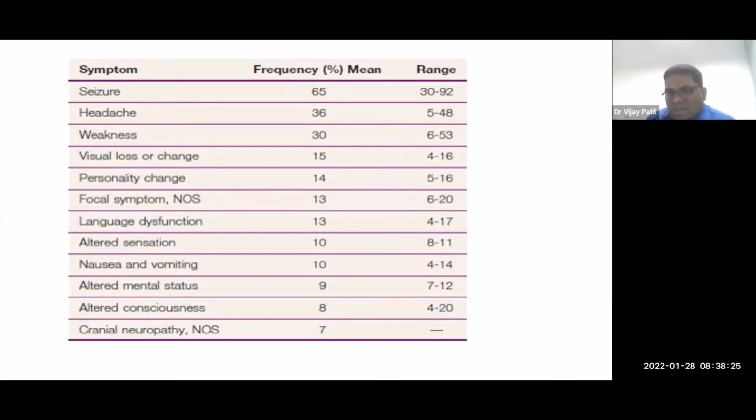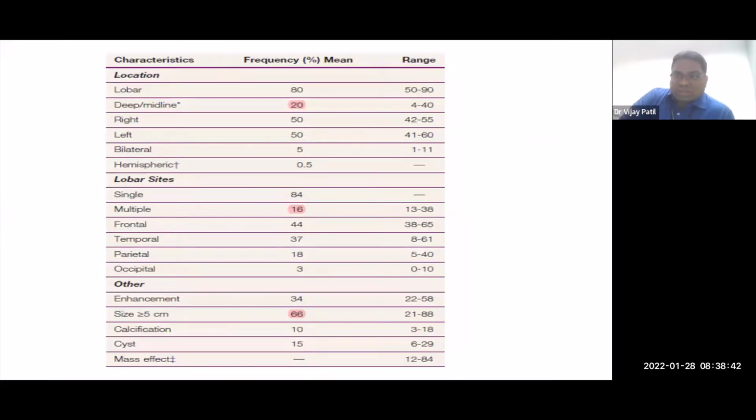So as we discussed in the last class, what we must do is, if you have a patient who is a young adult, does not have a history of seizures and gets sudden seizures, please get an MRI done to rule out any pathology in the brain. What are the imaging features for low-grade gliomas? You would see most of them are lobar. As we discussed in the last class, deep locations or midline locations are unlikely to be low-grade gliomas. Most of the times they are single.